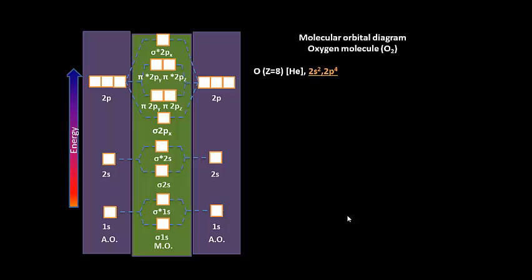Let us try to understand the molecular orbital diagram for the oxygen molecule. In an oxygen molecule, there are two oxygen atoms. Oxygen's atomic number is 8. This means there are 8 electrons, and the electronic configuration of oxygen is helium 2s2 2p4. That means there are 2 electrons in the 2s orbital and 4 electrons in the 2p orbitals.